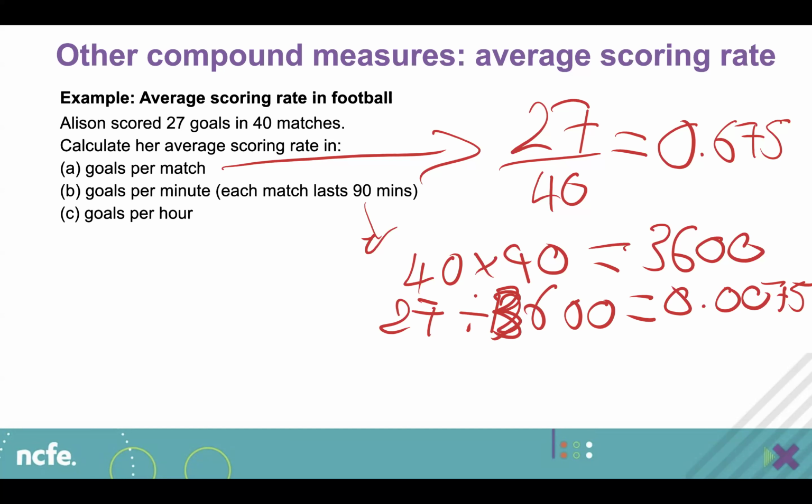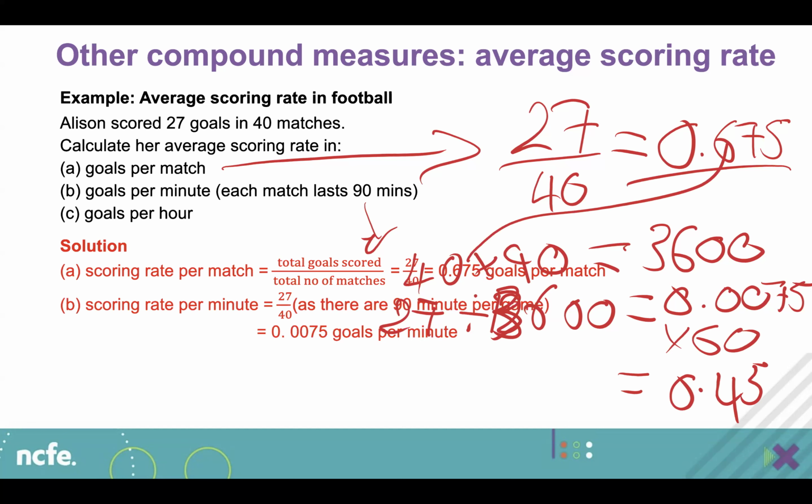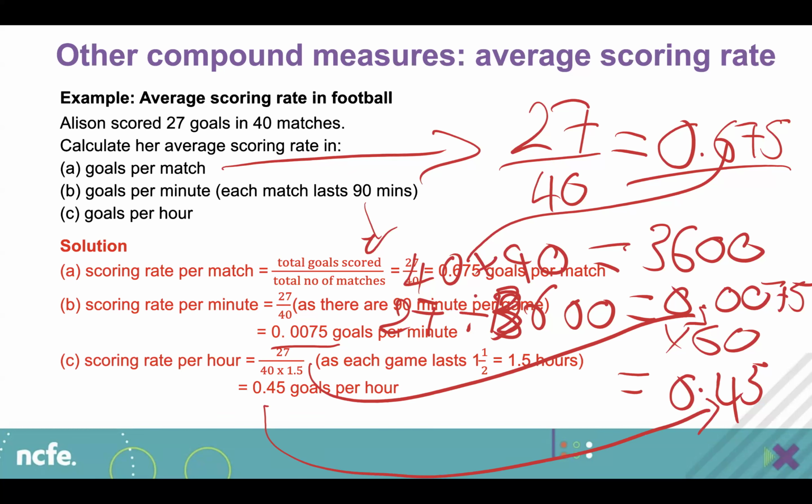Goals per hour. Oh, so this becomes a bit more involved. So goals per hour would be, if we work out goals per minute, you just times it by 60 to work out the goals per hour. So that gives us 0.45 goals per hour. So if you look there, that's the first number. Second one is 0.075, like I said. And the last one should be 0.45, like I said.